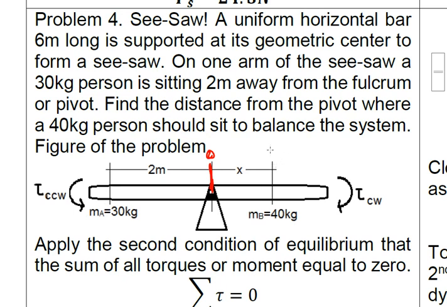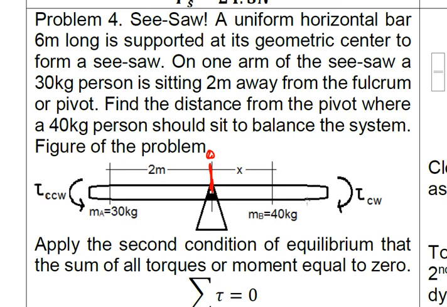Now, the question here is, find the distance from the pivot point where a 40-kilogram person should sit to balance the system. Okay, so you might be thinking that, well, that is 40 kilogram, he could sit somewhere 2 meters away from the fulcrum. Well, if you're going to think that way, you're wrong. Why? Because 40 kilogram implies that that person has a bigger force or weight.